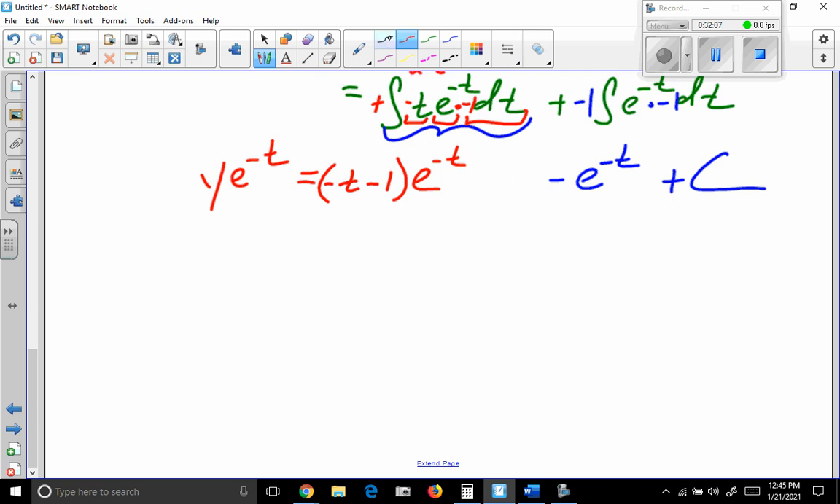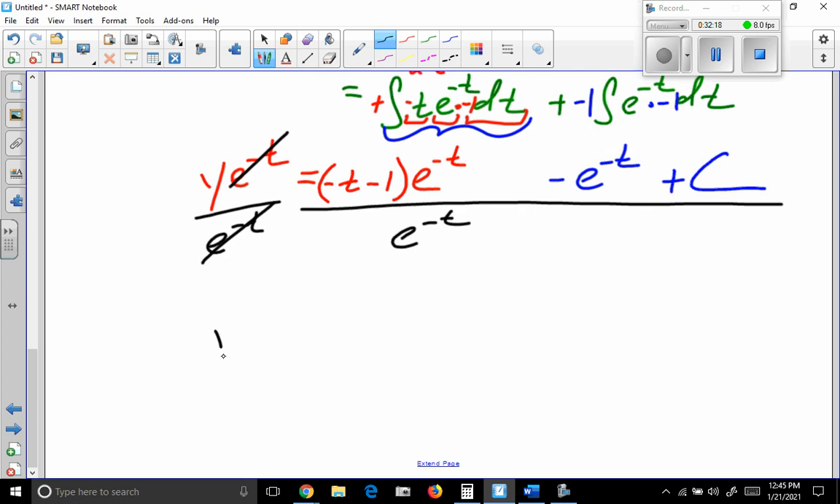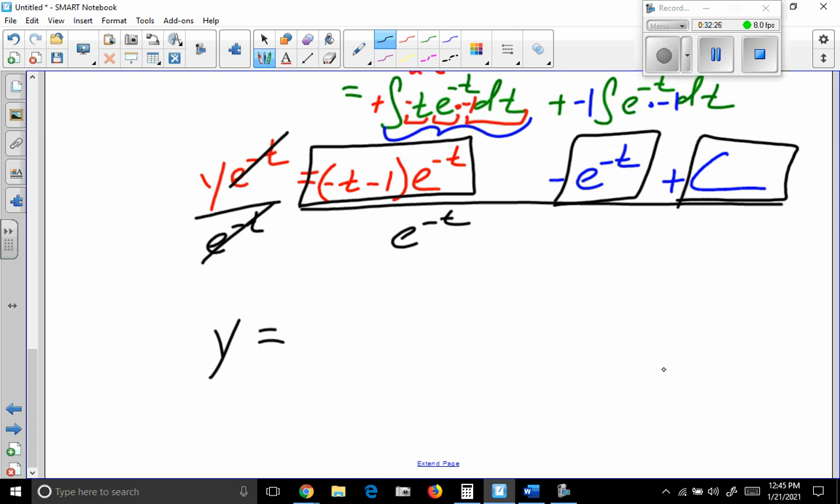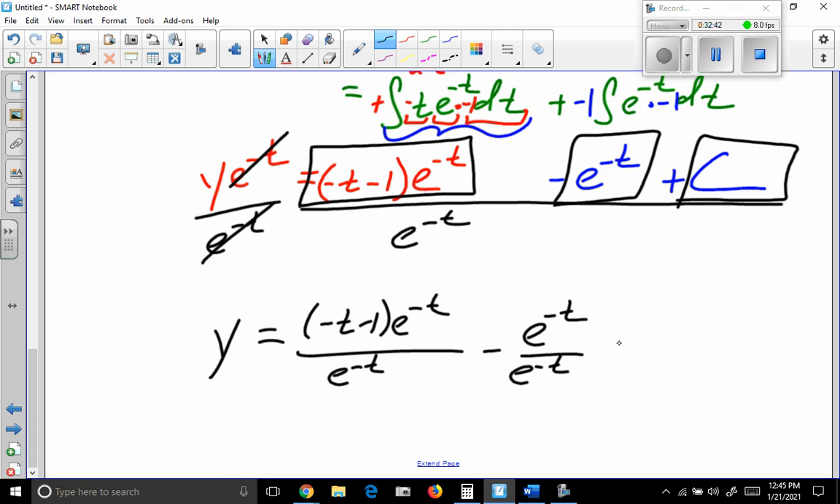So we could do several things here. We could simplify the right side first. So let's go ahead and get y by itself. So if we divide by e to the negative t, those cancel. We have this term minus this term plus c. So we're going to divide each of those by e to the negative t. So we're going to have that parenthesis e to the negative t over e to the negative t. And we're going to have e to the negative t over e to the negative t. And then c over e to the negative t.